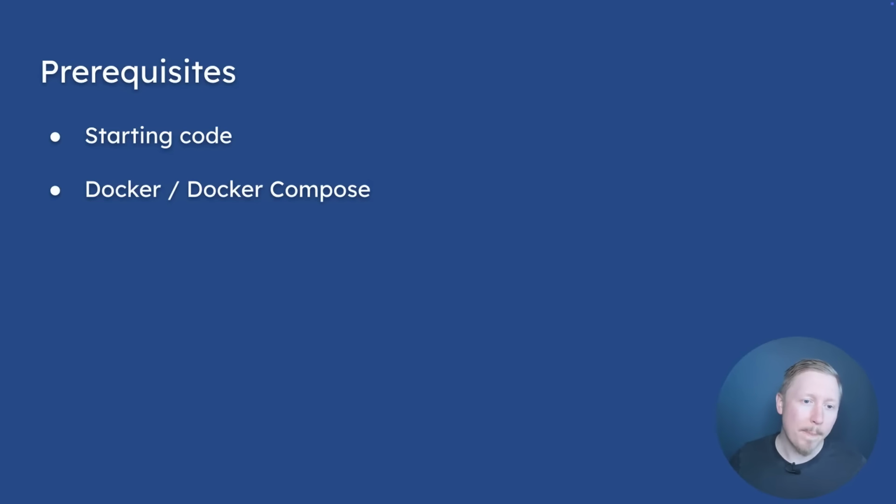In order to take this tutorial, you're going to need the starting code, which I'll provide the link to in the description of the video. You're also going to need to have Docker and Docker Compose installed. The best way to do that is to install Docker Desktop and have that installed and working on your machine. You're also going to need to have PGAdmin downloaded and installed on your machine as well, which I will also link to in the description of the video. PGAdmin is available for all different operating systems, Linux, Mac, and Windows, so you should be able to download it and have it installed on your machine.